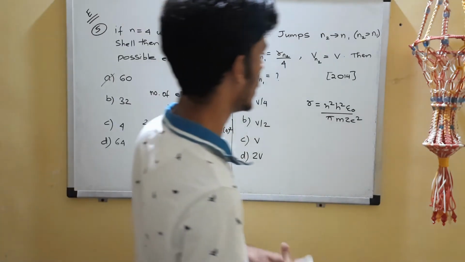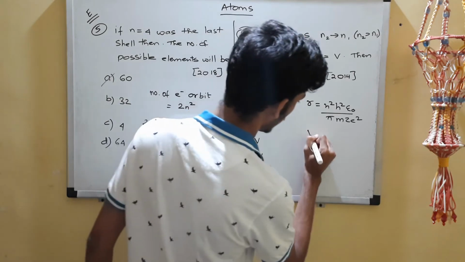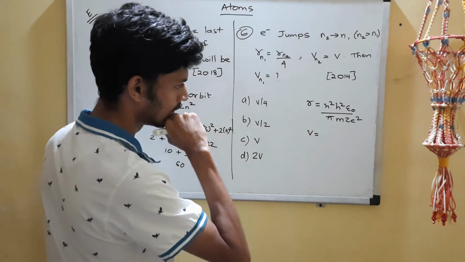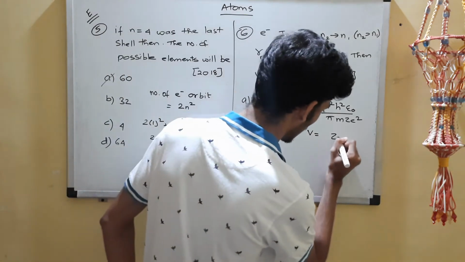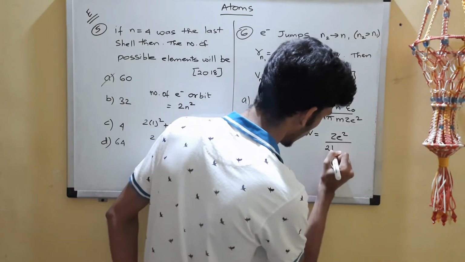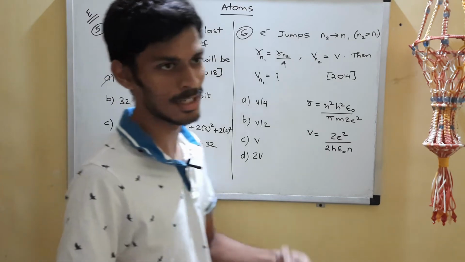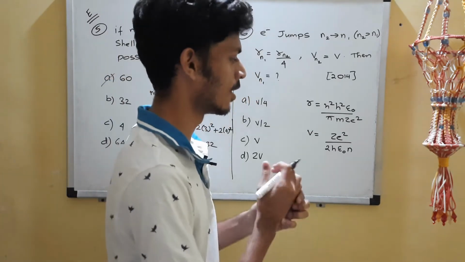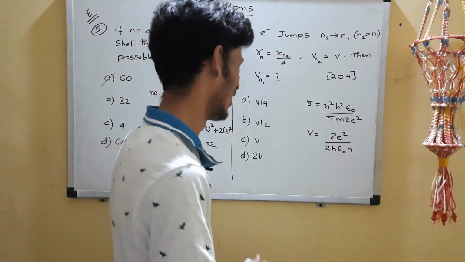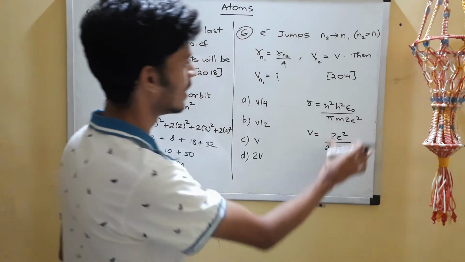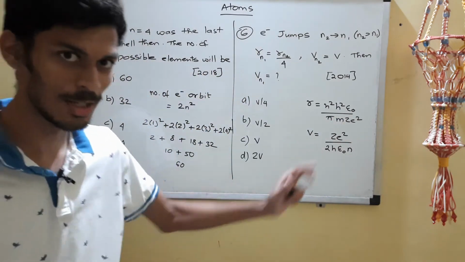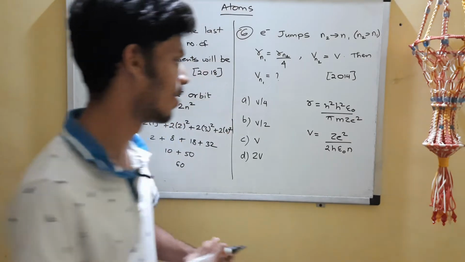Now one more formula that we are going to use over here is the velocity one. What is that? I also forgot. It's z e square upon 2h epsilon naught n. And again, z e square upon 2h epsilon naught n. Not doing that again. So basically these are the two formulas that we will use in our discussion in this question.